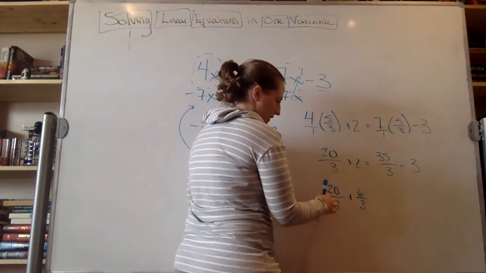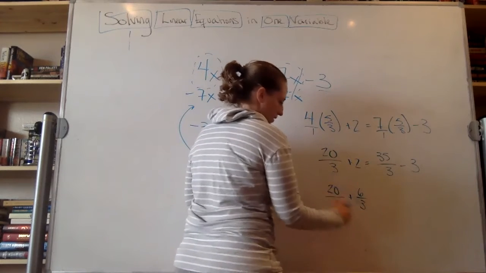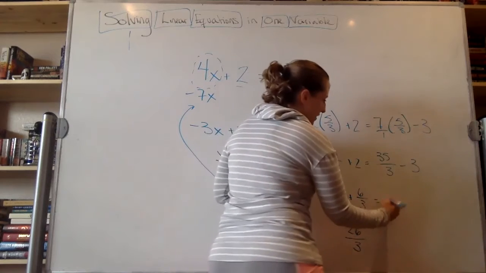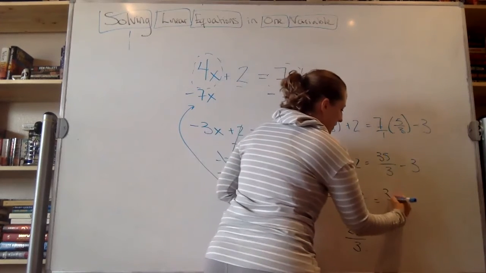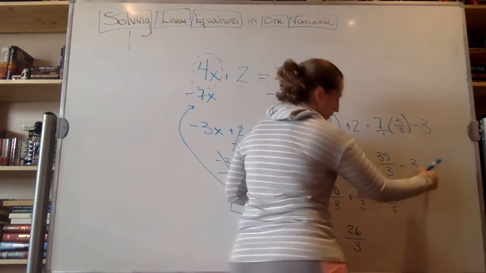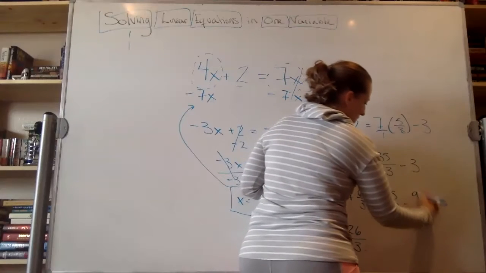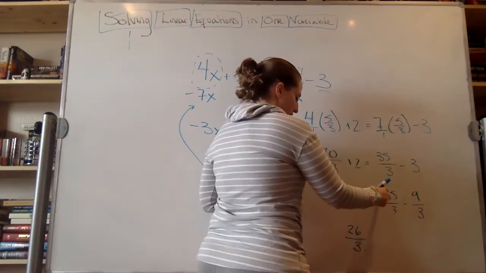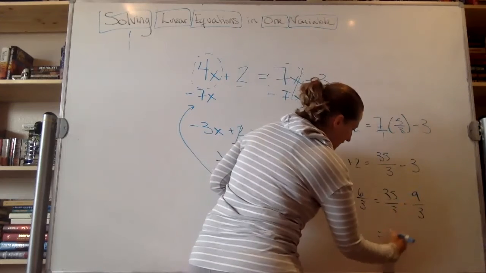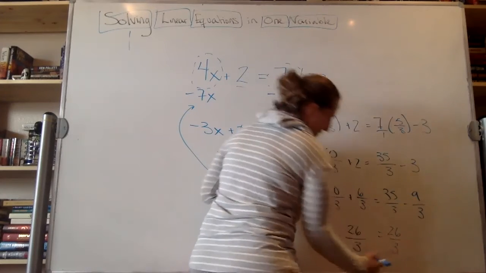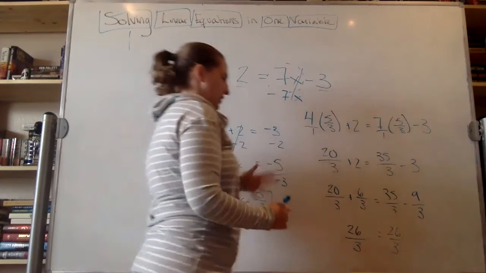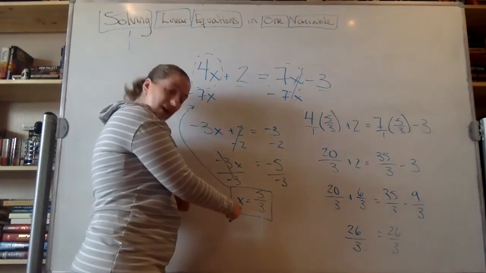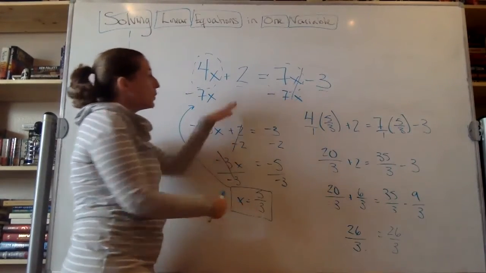I'm going to finish out this side. 20/3 plus 6/3 is 26/3. Now on the other side, 35/3 minus 3, I need to get 3 in terms of thirds. That would be 9/3. 9 divided by 3 is 3. 35 minus 9 is 26/3. Notice we get the same thing. 26/3 equals 26/3. That means when our variable is 5/3, we get equality.